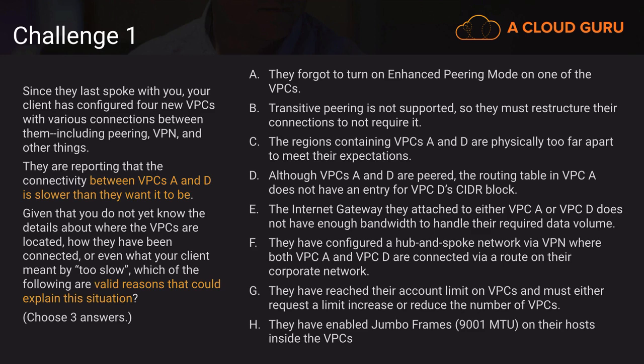where both VPC A and VPC D are connected via a route on their corporate network. So if they're routing traffic all the way back to their corporate network, rather than routing through VPC peering, the speed between the two VPCs would then be limited by the speed of their connection to each VPC back to their corporate network. And if they have an undersized or maxed out internet connection, then the VPN connection speed would suffer as well. So that's a possibility.